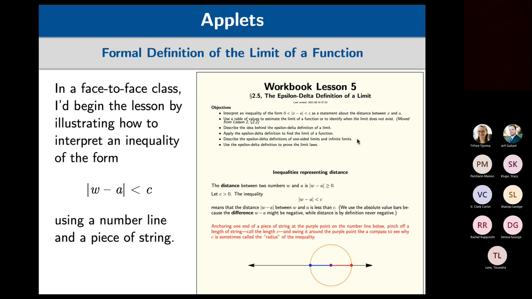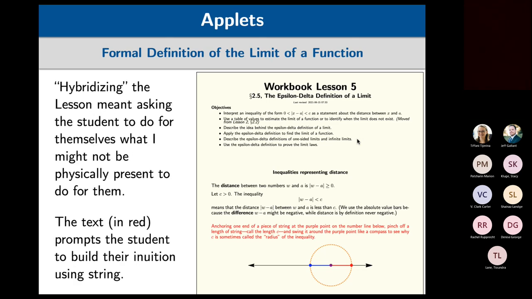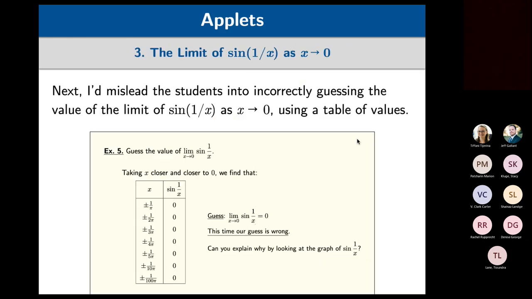In a face-to-face class, I would typically begin the lesson on the formal definition of a limit by talking about how to interpret an inequality of the type encountered in the definition of the limit. I usually use a number line and a piece of string. Now, in a hybrid teaching model, I didn't know if I'd be there to show them with the string. So the workbook tries to walk the students through as close as I could get to the classroom experience. It asks them to actually take a piece of string and do what I would have done in class.